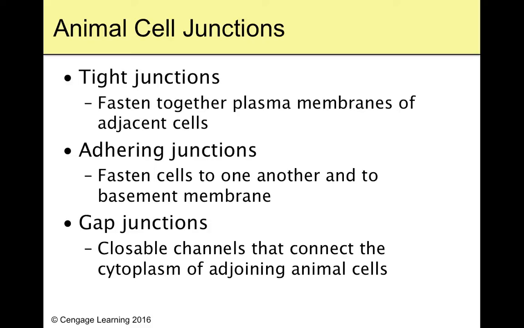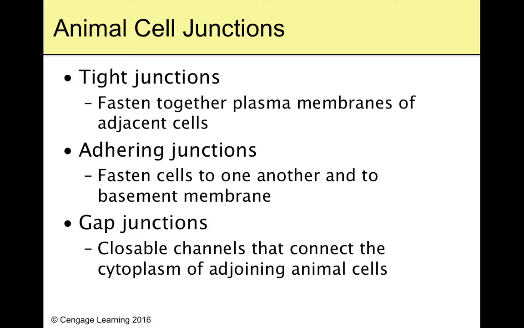Adhering junctions is like skin cells being stuck to the basement membrane that has the blood supply. It's really just one side of the cell that's adhering, and the rest of the cell is more or less free. Then we have the really cool one. These are gap junctions. This is kind of the human equivalent to plasmodesmata, and these are closable channels that are going to connect the cytoplasms of our adjoining animal cells.